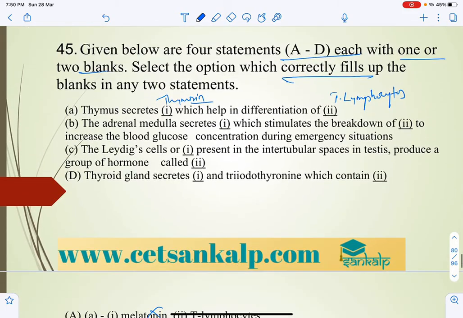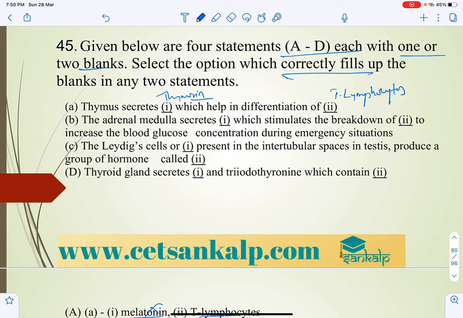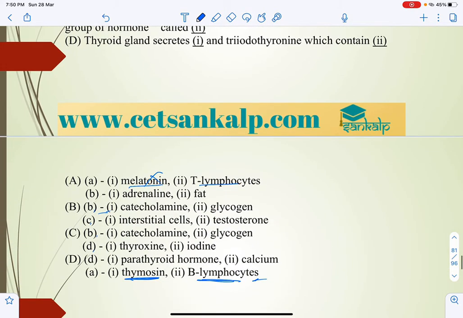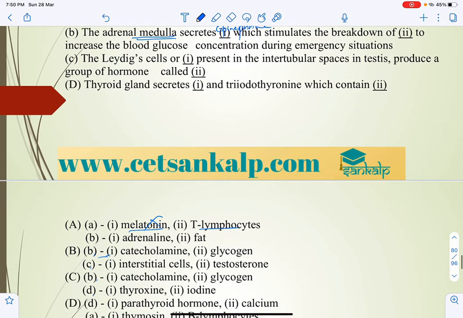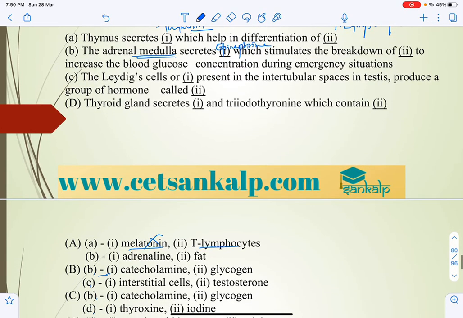So next, the adrenal medulla secretes. Adrenal medulla, which mainly secretes, we know that generally epinephrine, right? Epinephrine stimulates the breakdown of, we can say that the catecholamines. Epinephrine and norepinephrine are catecholamines. So here we can fill that also.